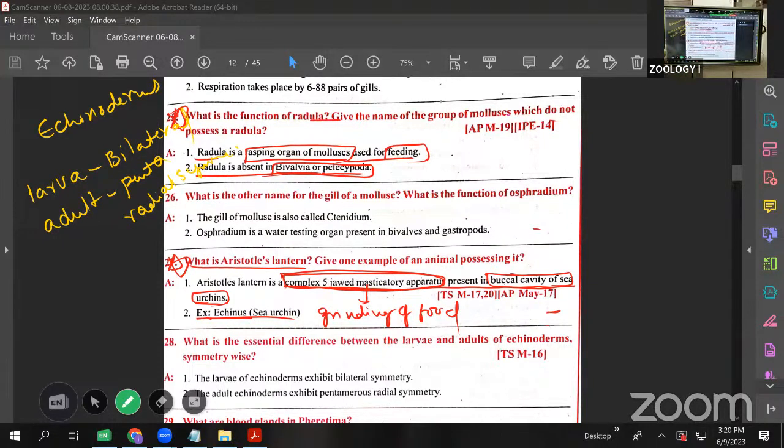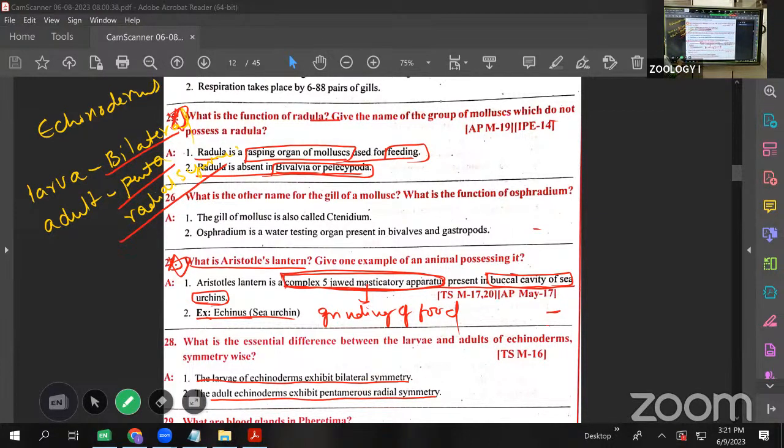See this one. The larva of echinoderms exhibits bilateral symmetry, and the adult echinoderms exhibit pentamerous, or pentaradial, radial symmetry. That is the difference. Symmetry wise, the difference between larva and adult is that larvae have bilateral symmetry and adults have pentaradial symmetry. Here, next.